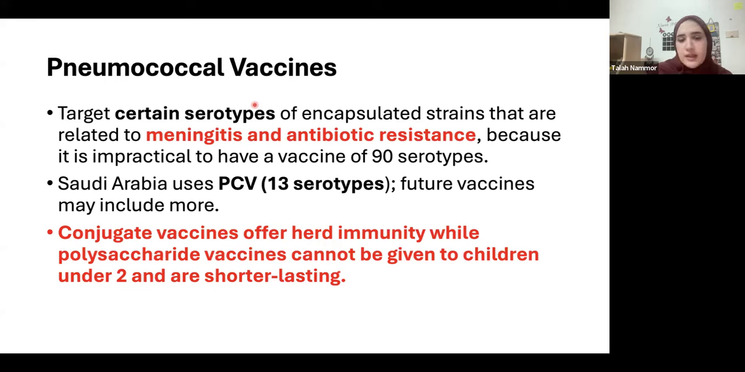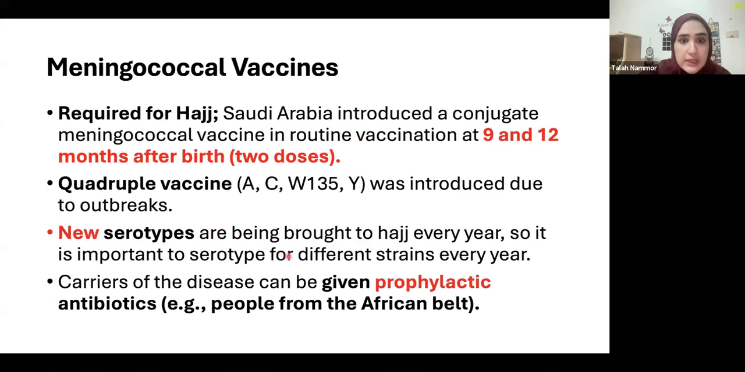We have a vaccine that is basically PCV that has 13 serotypes. Those 13 serotypes are the most serious and the ones that we need to protect everyone from. Of course, conjugate vaccines offer herd immunity. Guys, this is something we talked about a lot.